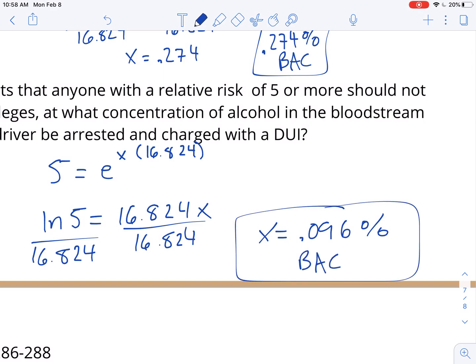Now, you might be saying, Mr. Yehlen, the legal limit is 0.08, why is it not 0.096? Well, if 0.096 is 5 times as likely to be in an accident, I'm going to go ahead and say that if the government is making it so that you can't have as much alcohol in your blood as 5 times the risk is, you can only have a little bit less than that. Perfectly fine with them setting that limit to be a little bit lower to make sure that people aren't getting in an accident while they're driving. It's one of those things where it doesn't have to be exactly equal. I think a little bit of a less than is a good thing.